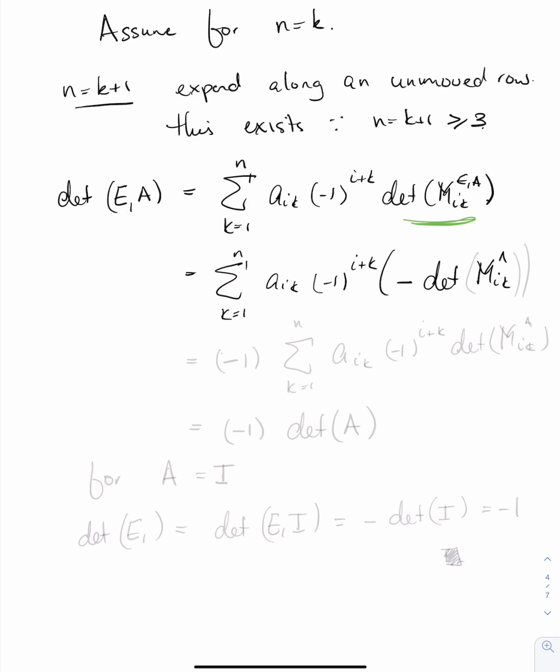Add some more parentheses here. We're going to take this negative sign all the way out to the front as a negative 1. And what's left is aik, negative 1 to the i plus k, times the determinant of mik A. And this is negative 1 times the determinant of A.